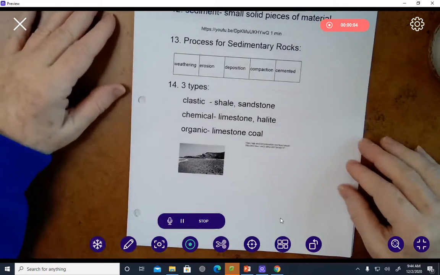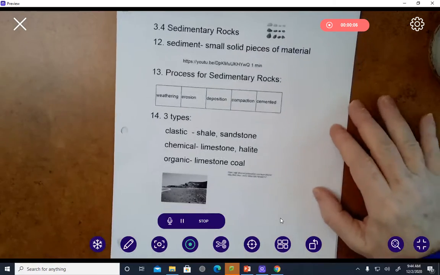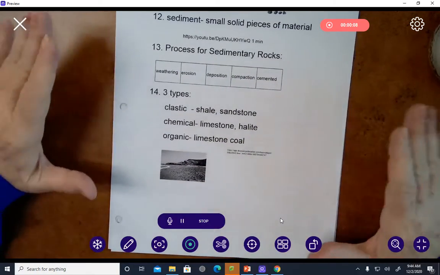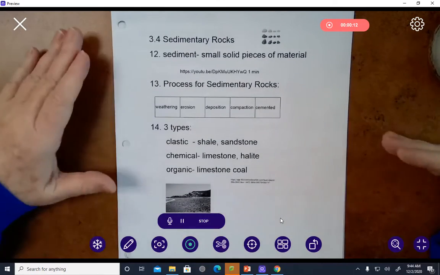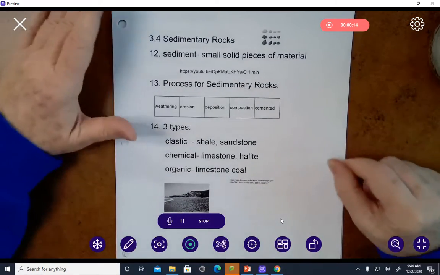Hello, sixth graders. So today's lesson, if you read the lesson plans, is that we are going to add sedimentary rocks to our notes, and then we're going to complete the review sheet.